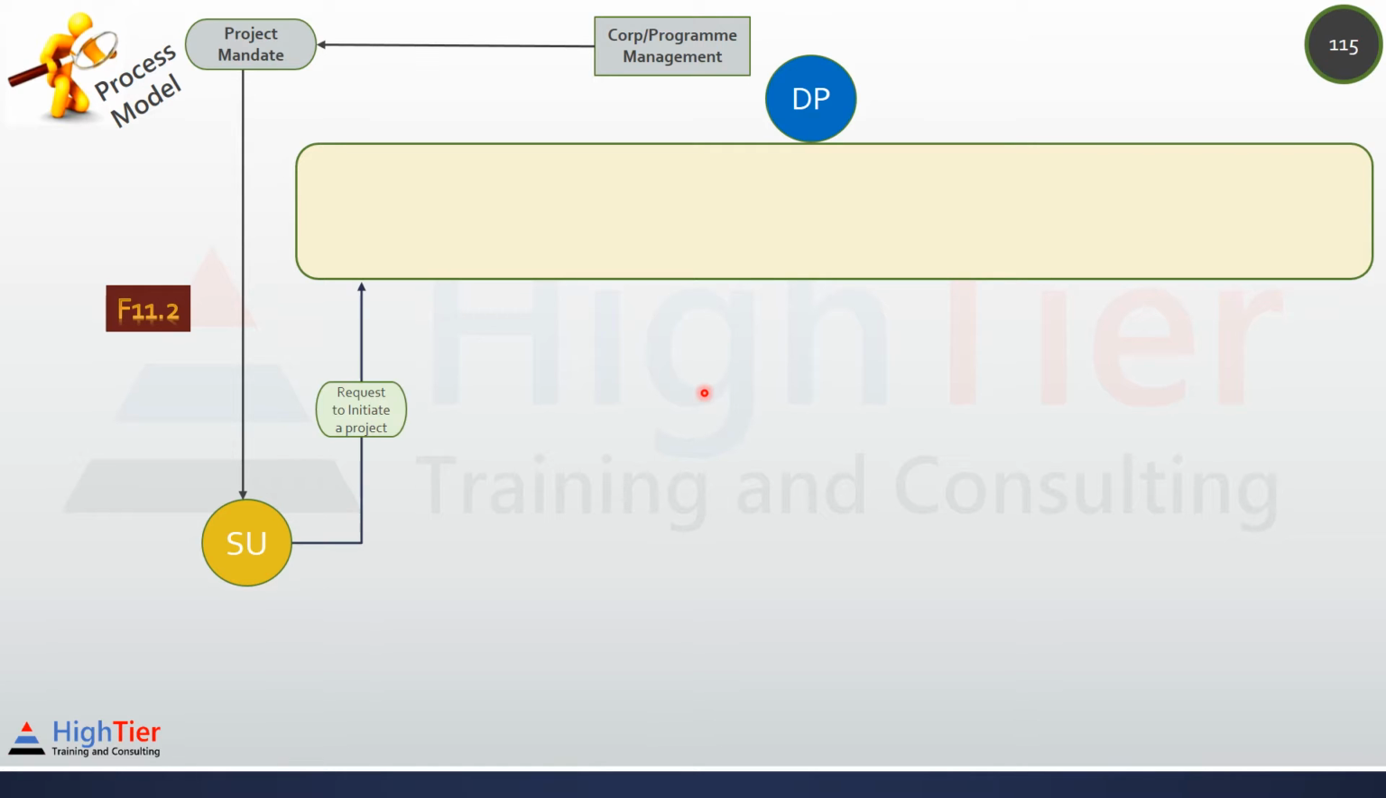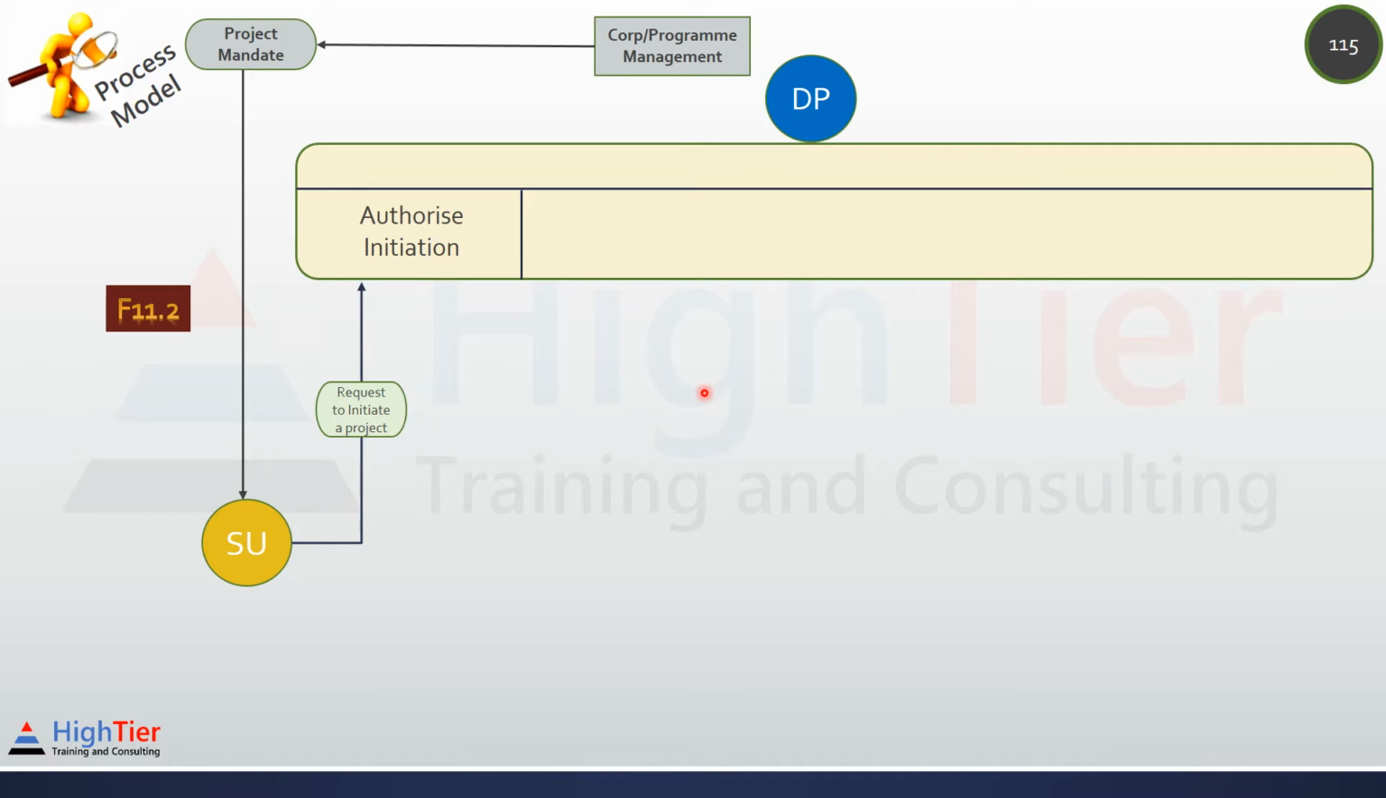A request to initiate a project needs to be sent by the project manager to the project board, who in the DP process has to make a decision whether to authorize initiation or not to authorize initiation. The project board can decide to stop or give the authority to initiate a project. Let's assume that the project board gave the authority to initiate. Once we get the authority to initiate, we are in the initiating a project process.